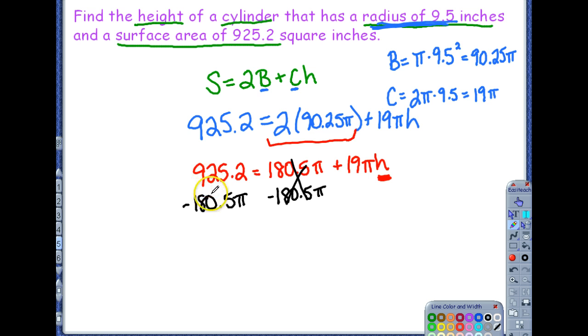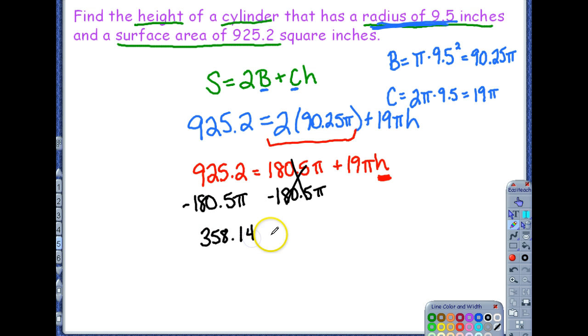Here's the deal. We can start typing this in our calculator, and that's what I would suggest. And we're going to leave it in decimals as we go. So I'm going to put 925.2, because that's the surface area, minus the 180.5 pi. And when I put that down, it's about 358.14.